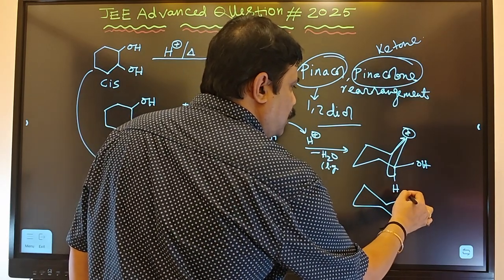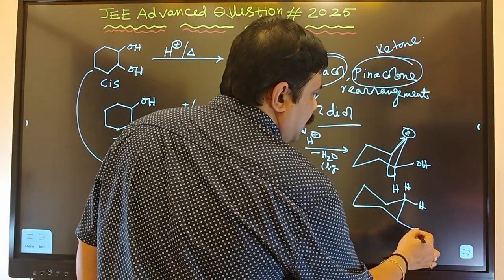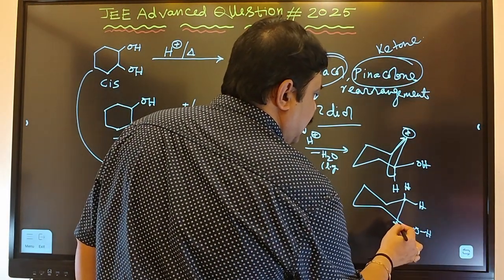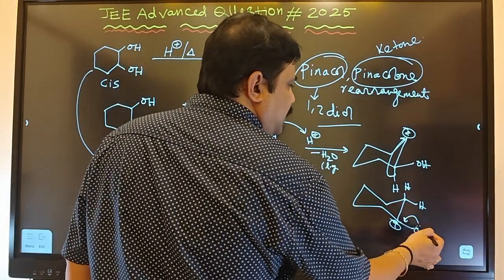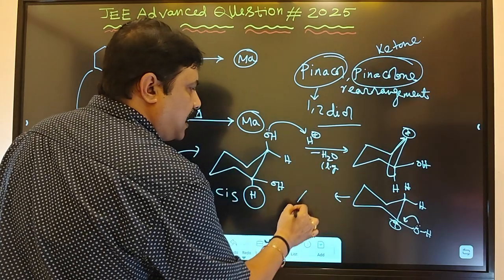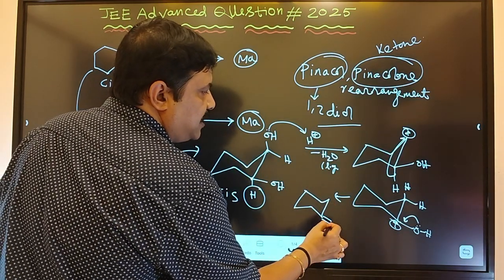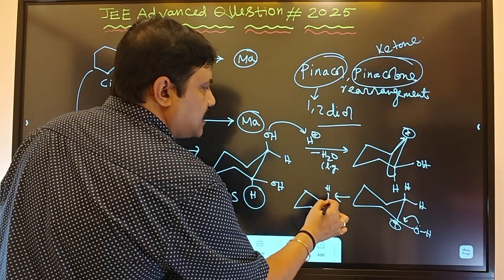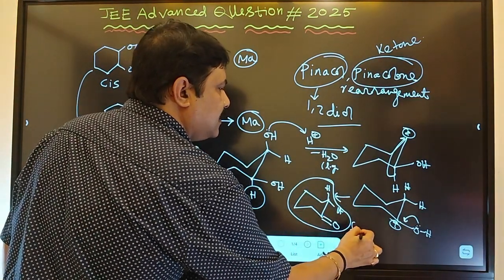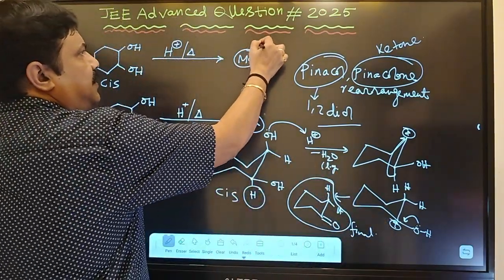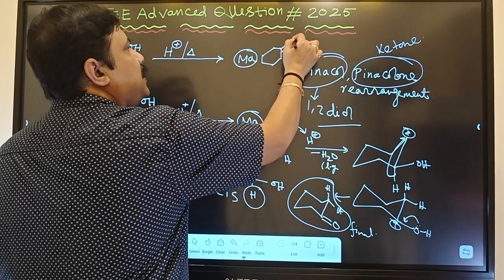Here there will be hydrogen in both axial and equatorial positions, and here you have an OH and here you have a plus. After that you know very well, this donation and proton loss, and the final product is nothing but this one. Cyclohexanone will be your final product. So here, what is your Ma? Here Ma is nothing but cyclohexanone.